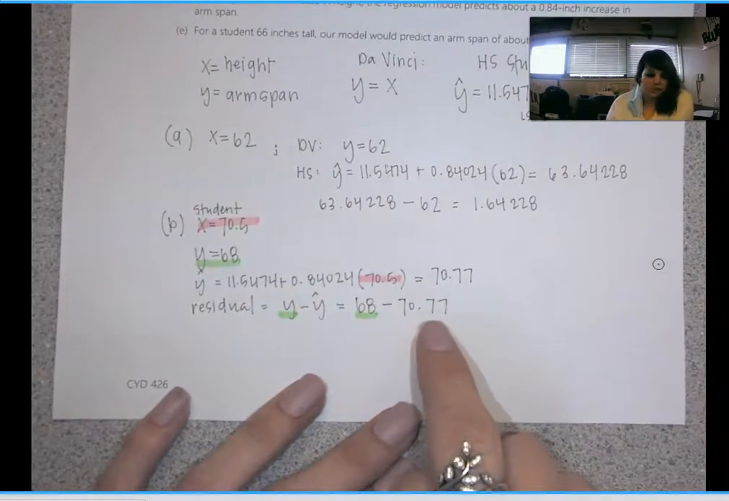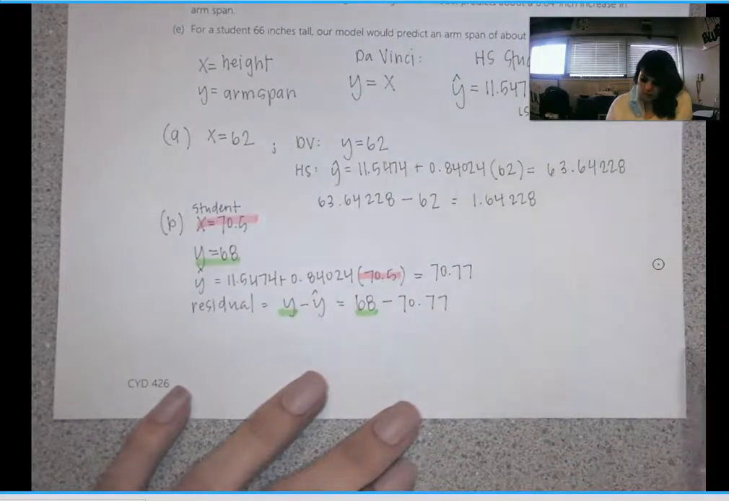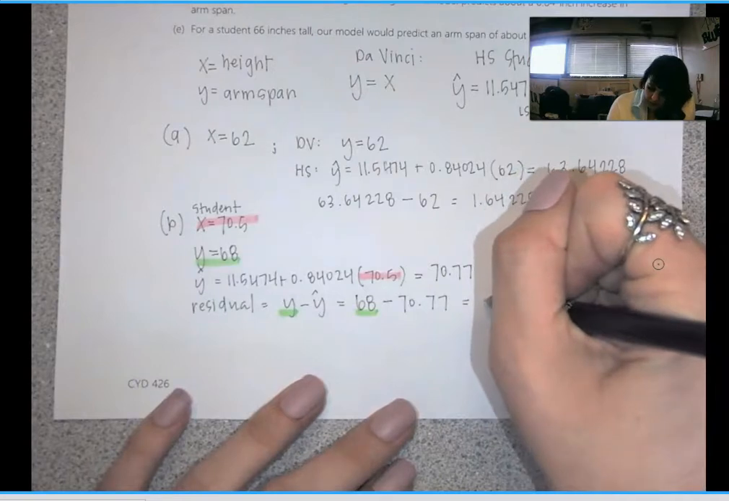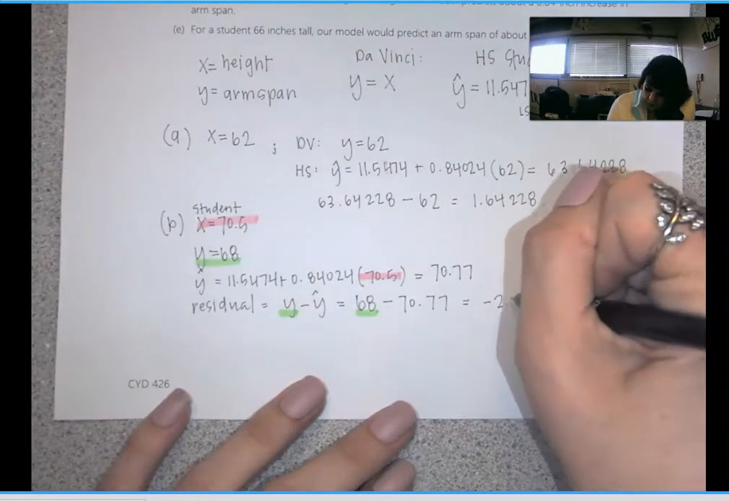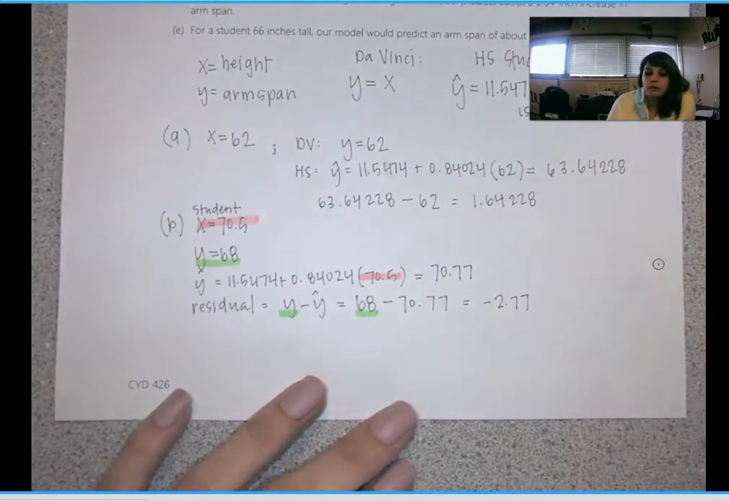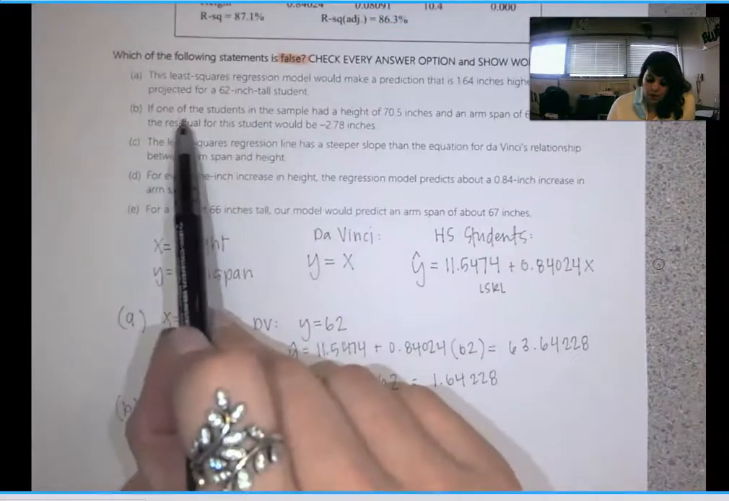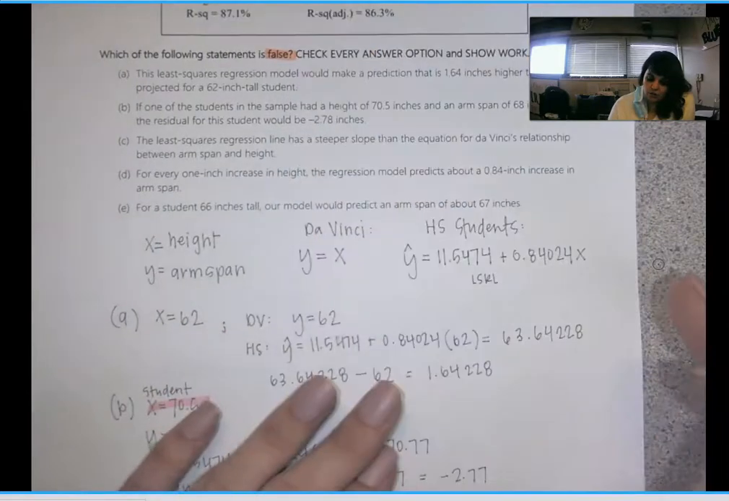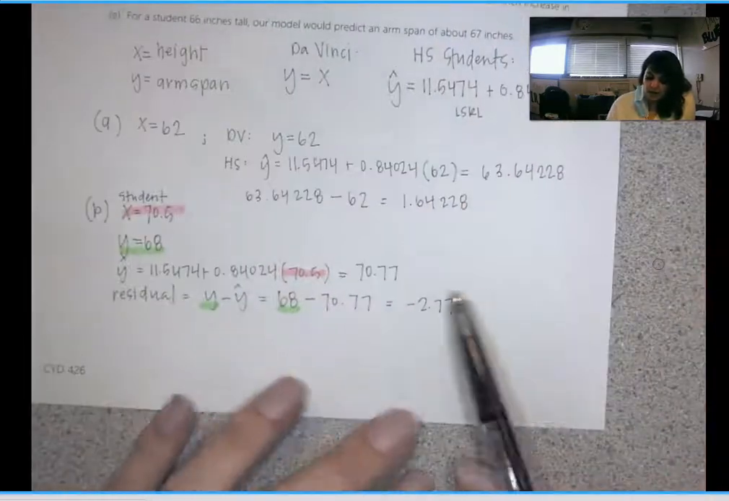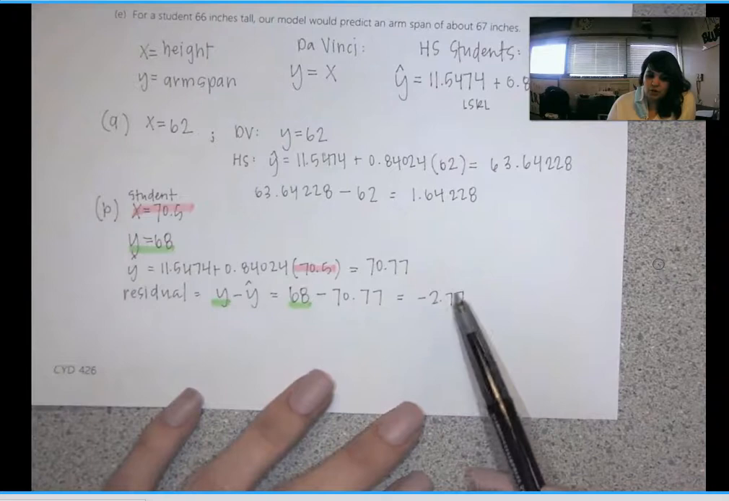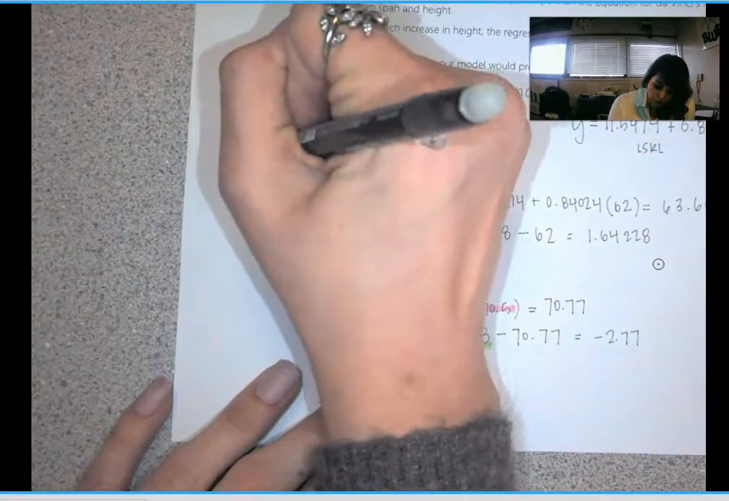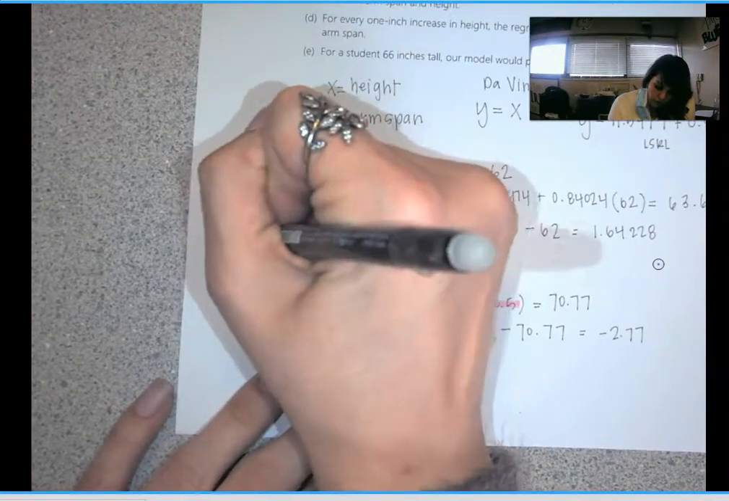I think I rounded that guy wrong. I don't have my calculator next to me. This would give me a negative 2.77. The option says the residual for this student is negative 278. I got negative 277. I'm pretty sure that I rounded that wrong. So B is true. So far, true.